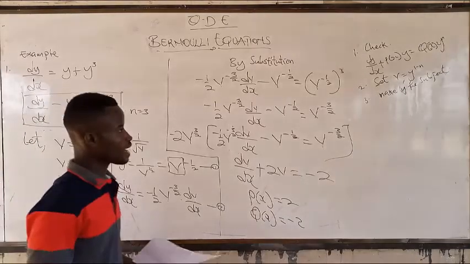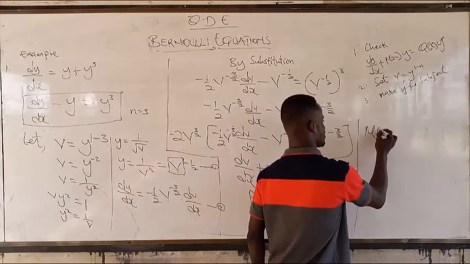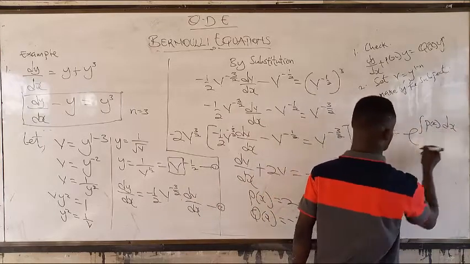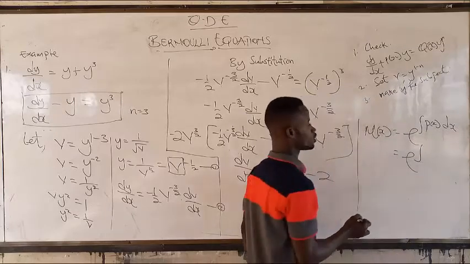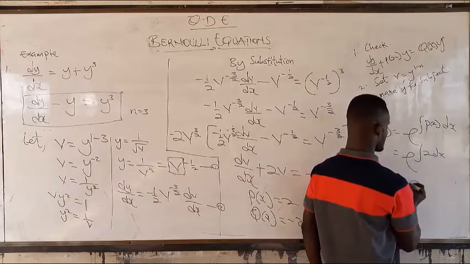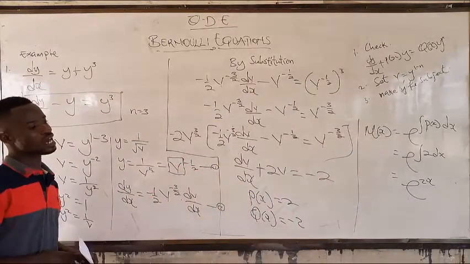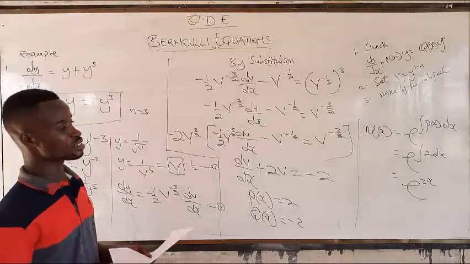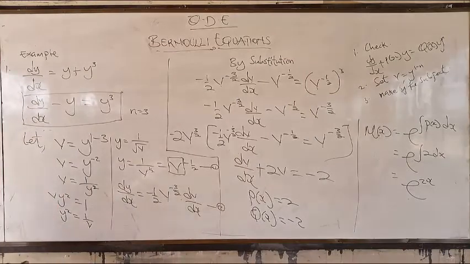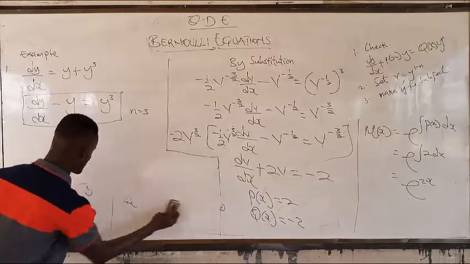So let's go by method 2, the integrating factor. The integrating factor is e raised to the integral of P of S ds. So we get the integrating factor to be e raised to the power 2s. So that becomes the integrating factor. Alright, so we move on to the last part. We want to get a general equation, and that is all.